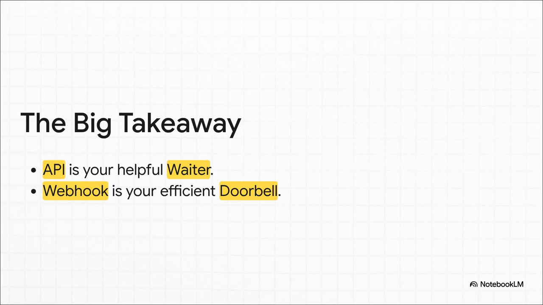So, look, if you forget everything else from this, just remember this one thing. An API is the waiter you call on. A webhook is the doorbell that calls on you. One is for making requests, the other is for getting notifications.